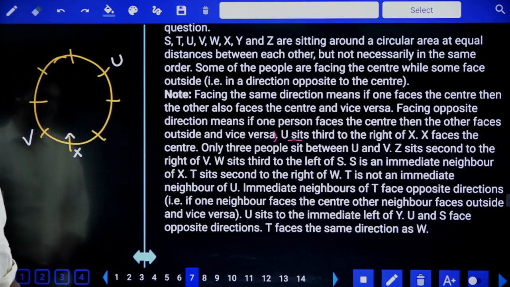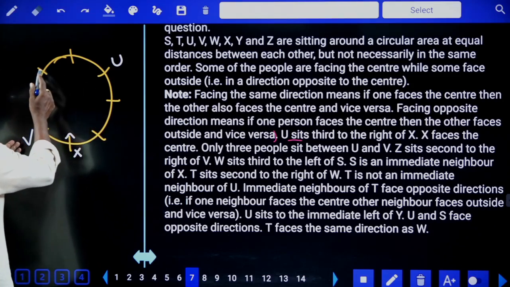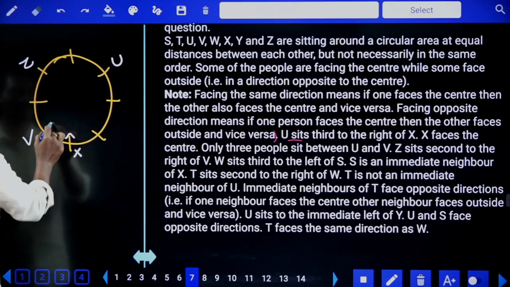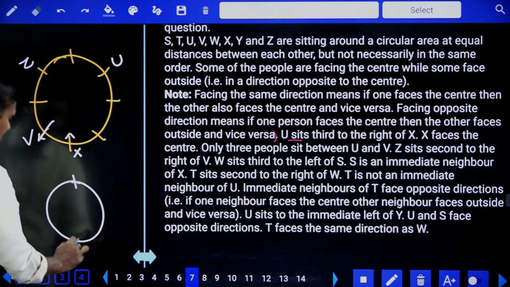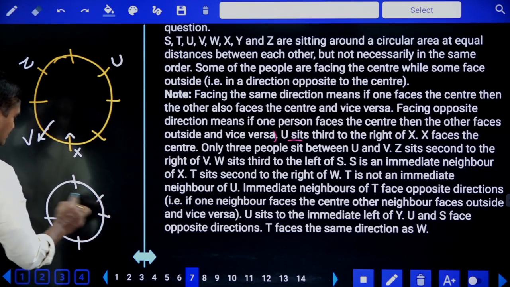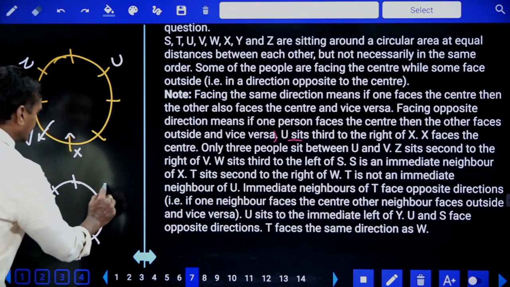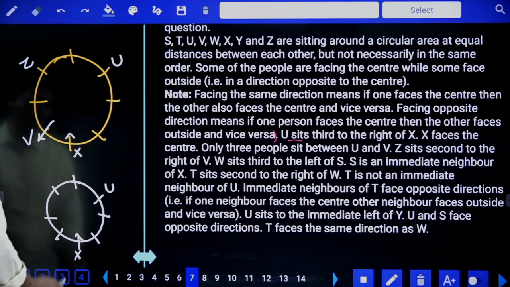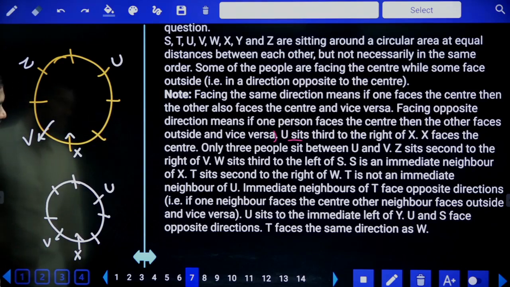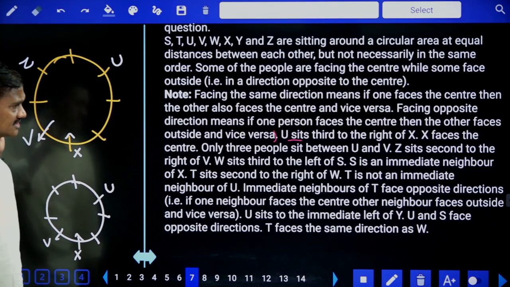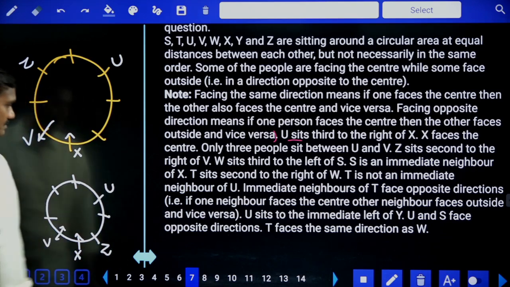Z is seated second to the right of v, which means z can be anywhere. If z is here, second to the right, v is away. If z is here, v will be center. Then we can say two possibilities. 1, 2, 3, 4, 5, 6, 7, 8. Now x is facing the center and u should sit out to the right of x, and at the same time u and v are opposite to each other, and z sits second to the right of v. V is facing the center, z will be here.